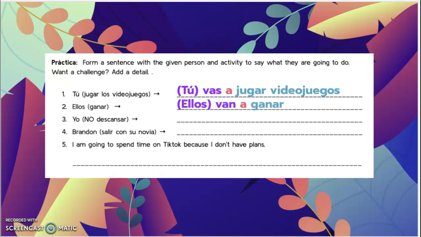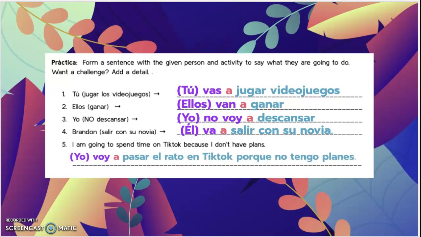So we have van a ganar. Yo no voy a descansar. Brandon va a salir con su novia. And finally, yo voy a pasar el rato en TikTok porque no tengo planes. Así, amigos, estos son los apuntes del verbo ir.